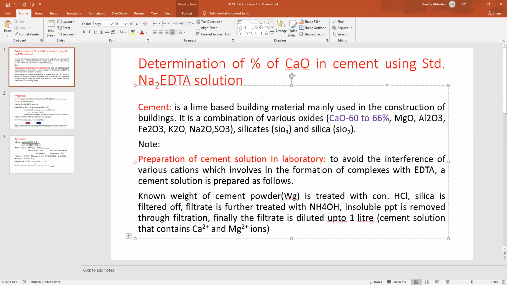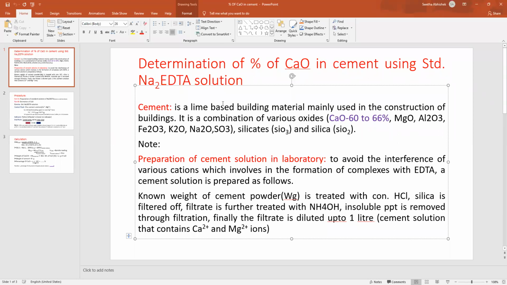So in this experiment, we are going to estimate the percentage of calcium oxide in cement using standard disodium salt of EDTA solution. So I hope you understood the standard disodium salt of EDTA solution. If it is used as a standard solution, it means the principle involved here is complexometric titration. So through complexometric titration, we can estimate the percentage of calcium oxide in cement.